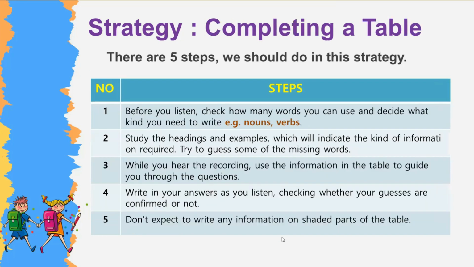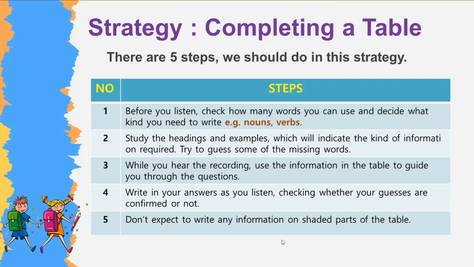Okay, take a look then at the next strategy, which is about completing a table. There are 5 steps here that you should do in this strategy. Yeah, Memika will deliver all of them, the 5 steps to complete the table. Before you listen, check how many words you can use and decide what kind of word you need to write. Okay, you have to check the instruction first about the words to be answered in the blank or in the table. Yeah, so you should try to put nouns or verbs.